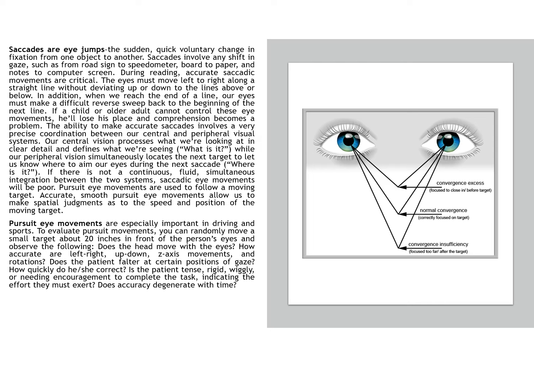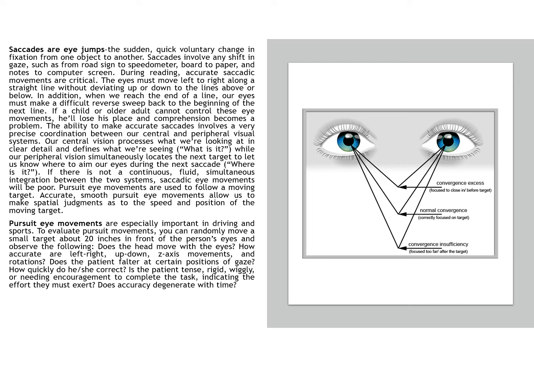Saccades are eye jumps, the sudden quick voluntary change in fixation from one object to another. Saccades involve any shift in gaze, such as from a road sign to a speedometer, from board to paper, and notes to a computer screen. During reading, accurate saccadic movements are critical. The eyes must move left to right along a straight line without deviating up or down to the lines above or below. In addition, when we reach the end of a line, our eyes make a difficult reverse step back to the beginning of the next line.